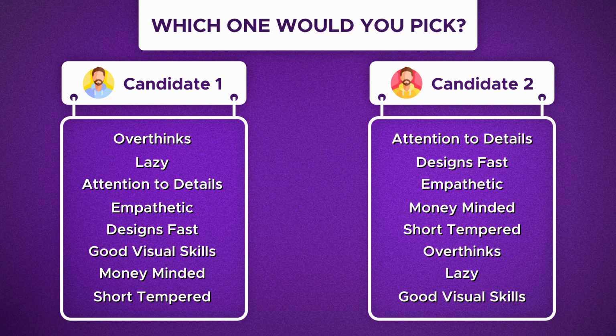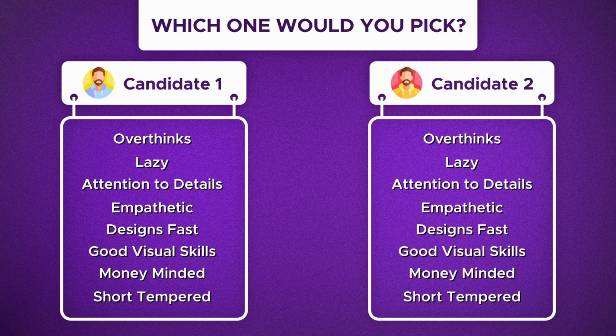Now I'm sure you chose the second person. But did you realize they have the exact same traits, just shuffled in a different manner? Why do you think you chose the second person? It's because we started with all the positive traits and then went to the negative ones. Whereas for the first one, we started with the negative traits and hence your mind got anchored to those negative traits and you started looking at the person from that perspective. I'm sure now you know why first impression always counts.